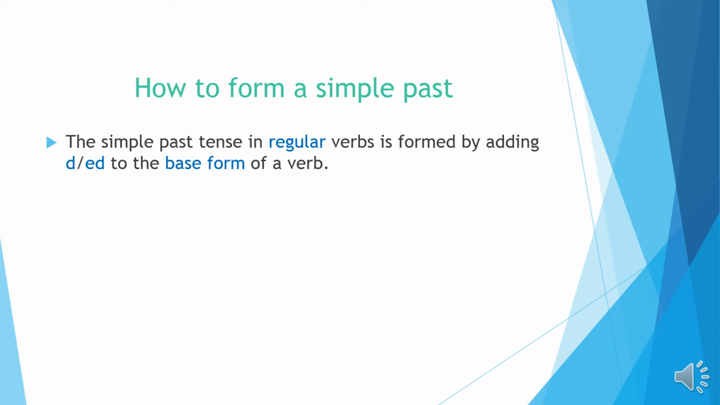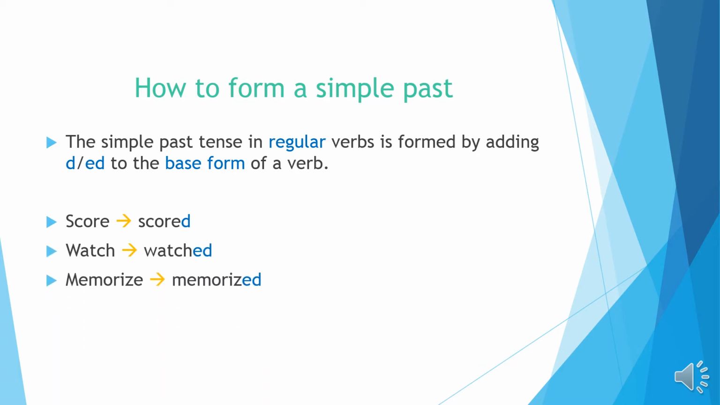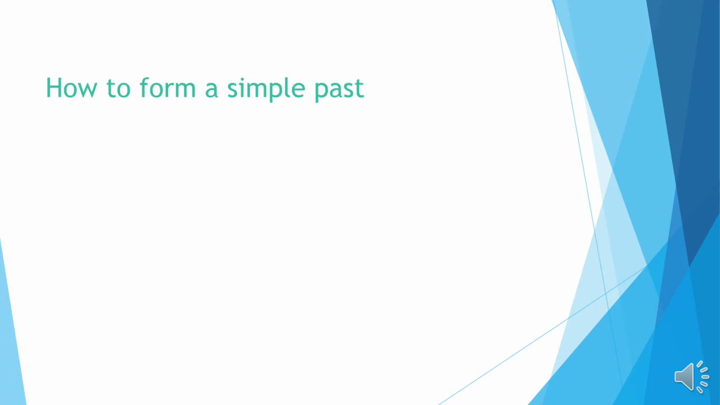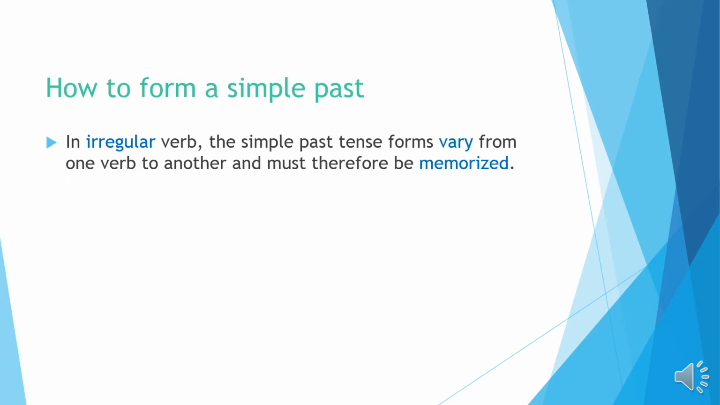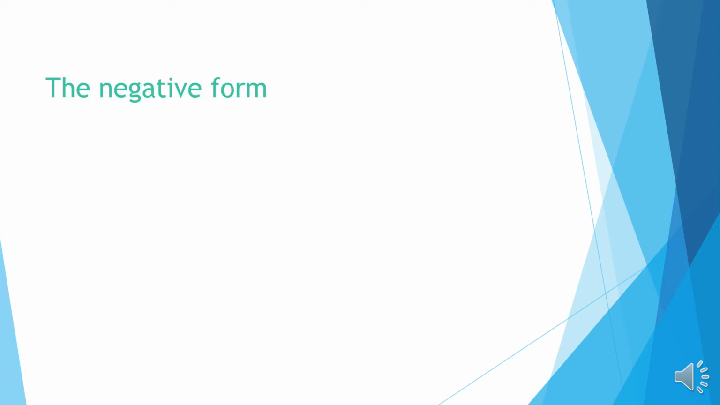The simple past tense in regular verbs is formed by adding d or ed to the base form of a verb, like score, scored, watch, watched, memorize, memorized. In irregular verbs, the simple past tense forms vary from one verb to another and must therefore be memorized. For example, sleep, slept, run, ran, sit, sat, and eat, ate.